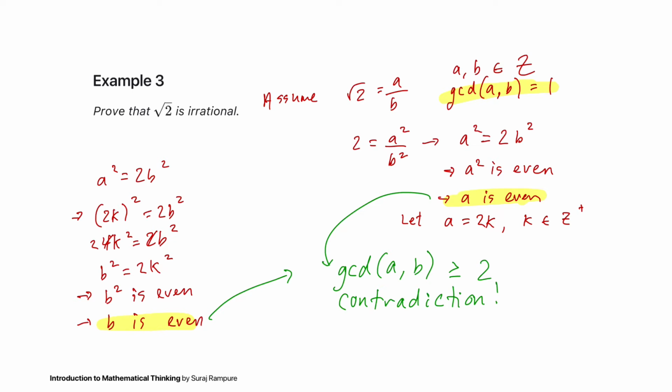Any questions with that? So we started off by assuming a and b were the reduced form of the fraction that made up square root of 2. But then through a series of valid steps, we showed that A has to be even and B has to be even, but that would mean A over B is not the reduced form of the fraction, right?